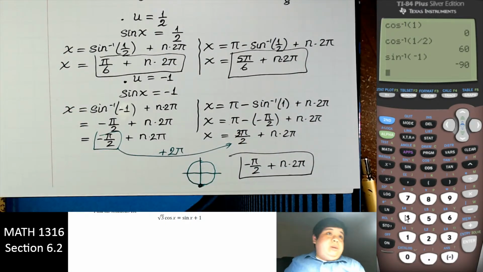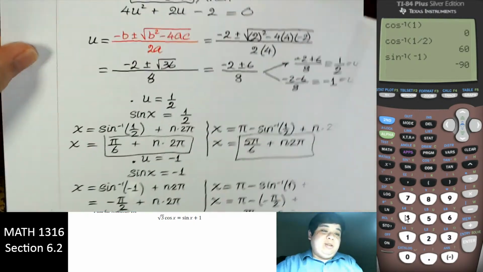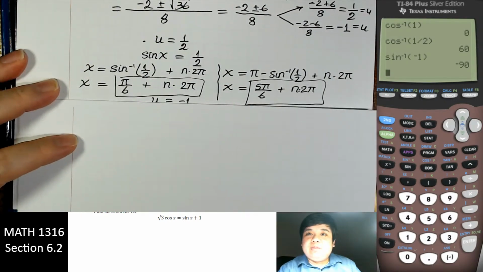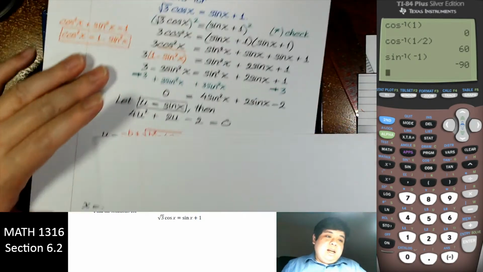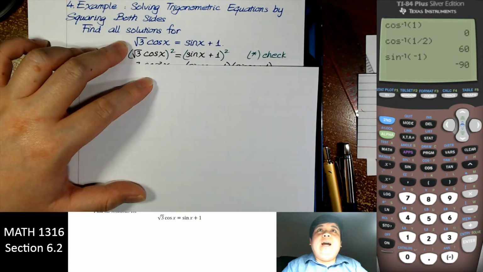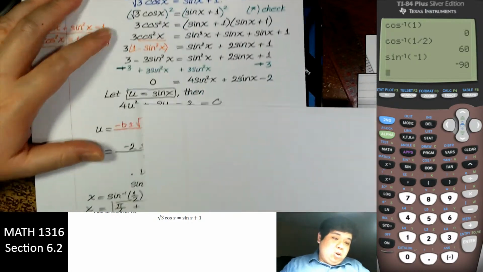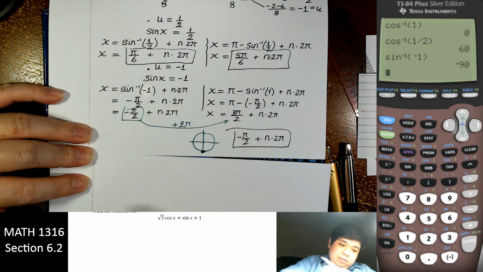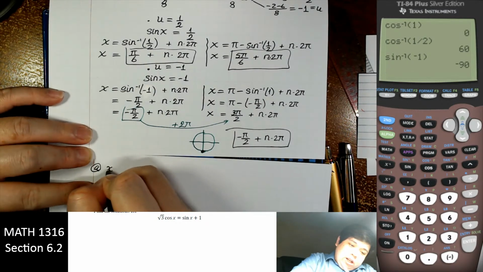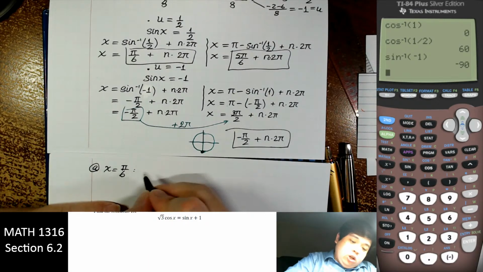Right, so we have 3 solutions, but unfortunately, we're not done. This is a very long problem. Because earlier we squared both sides, and every time we do that, we have to check the answer. So we need to check. Let's see. What is x equal to pi over 6? Is that a solution? So we just check real quick.